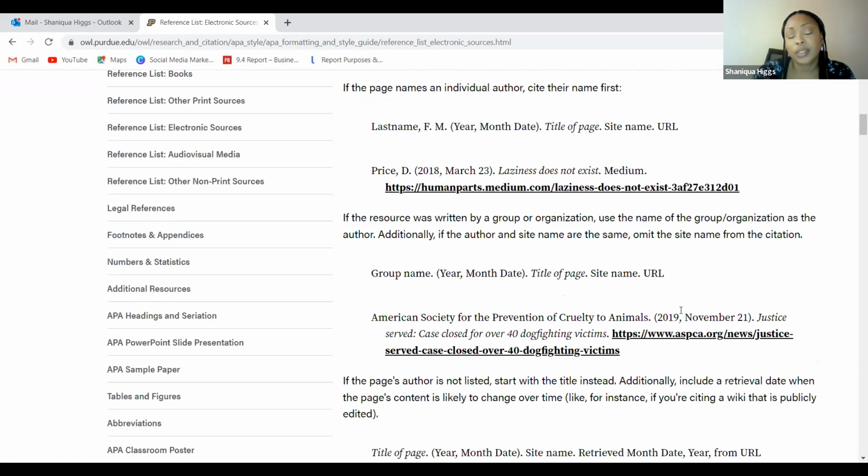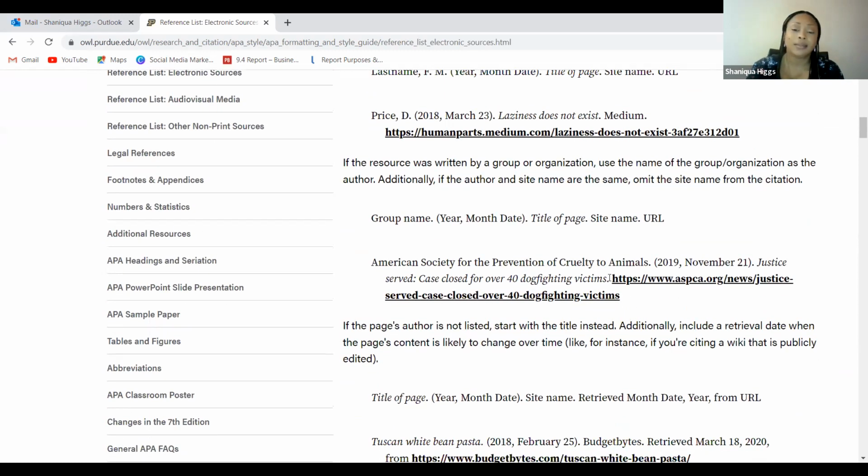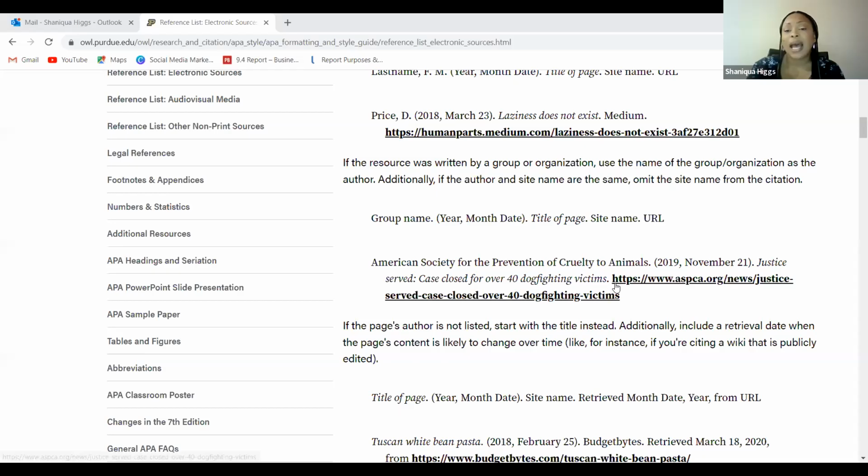So APA was updated in 2019, 7th edition, not bad. What do I mean when I say where I got it from? So let me stop that share right quick. How do I know where information comes from? If it's an online source, it includes, I don't want to click it because it'll take me to this page, what we call a URL. If I were to click it, it will take me directly to the source. So that is what I mean when I say where did the information come from, okay?